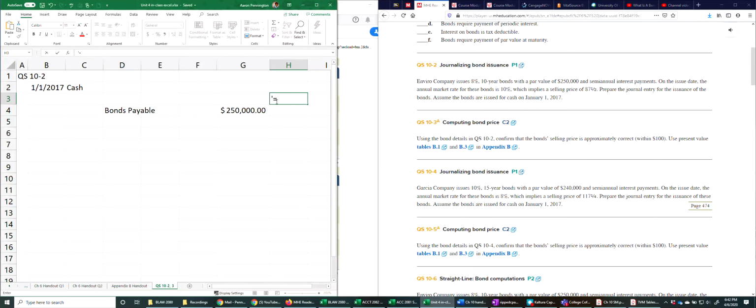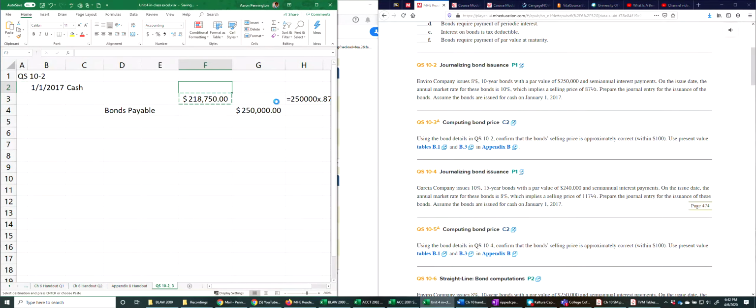So our computation, face amount times 0.875. Actually, that's the amount of cash this bond issuance raises. So let me put that in the right spot.